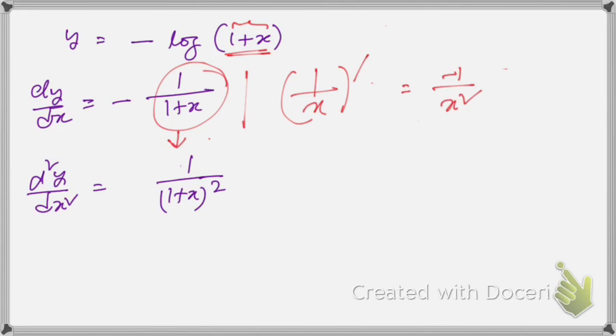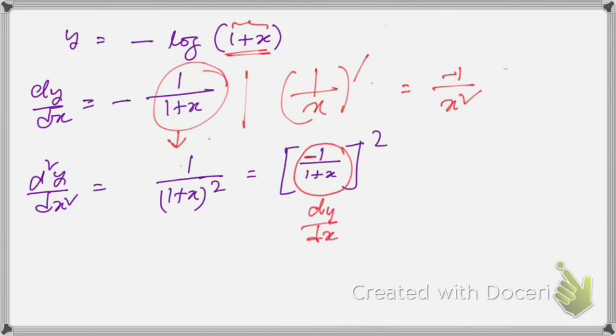So now you see 1 by 1 plus x whole square. If you differentiate 1 plus x again, you will get 1, so just keep it like this. It can be written as 1 by 1 plus x whole square. Okay, so this is dy by dx. So it can be written as minus 1 by 1 plus x, because after squaring you will again get plus. You can write the minus within the bracket if there is a square.